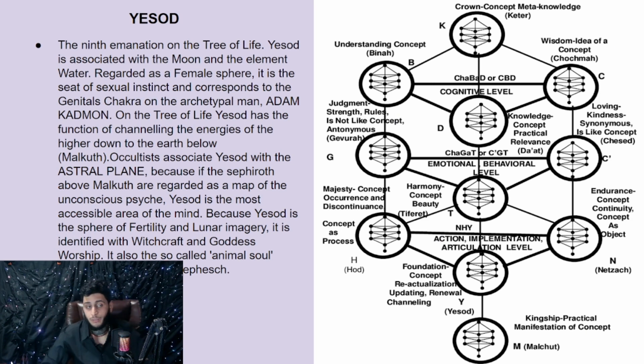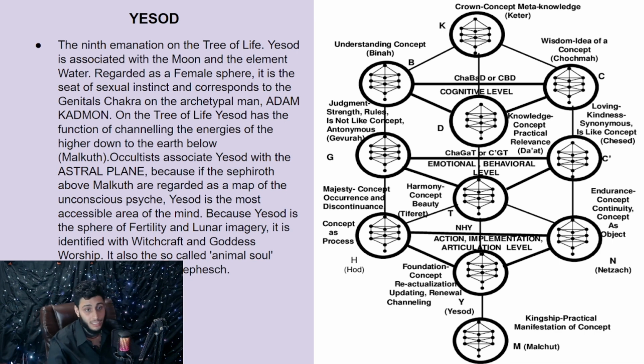Now we have Yesod, the ninth emanation on the tree of life. Yesod is associated with the moon and the element water, regarded as the female sphere. It is the seat of sexual instinct and corresponds to the genitals chakra on the archetypal man, Adam Kadmon. On the tree of life, Yesod has the function of channeling the energies of the higher down to the earth below, Malkut.